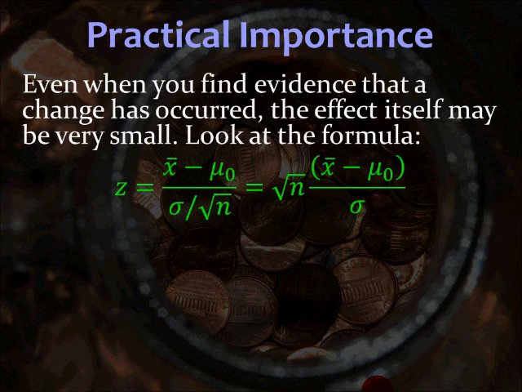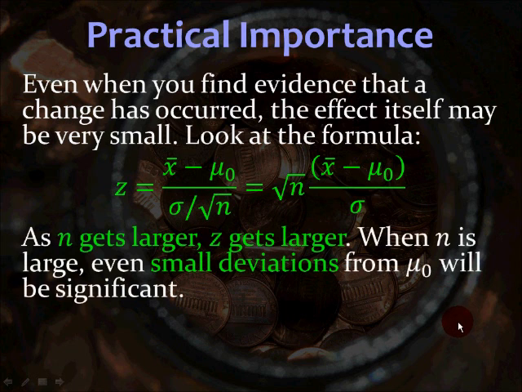So, even if you find evidence that a change has occurred, the effect itself may be pretty small. Now here's the formula for the z-score, and I've rearranged this one over here, so I put the radical n in the numerator. So what that tells you is that as n gets larger, your z-score gets larger. So when n is large, even small deviations from mu naught will be significant. Now, this thing is not going to change. Well, it will change, but if this is equal, the larger your sample size, the larger your z-score.